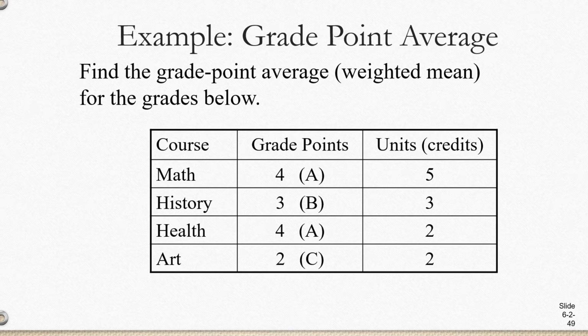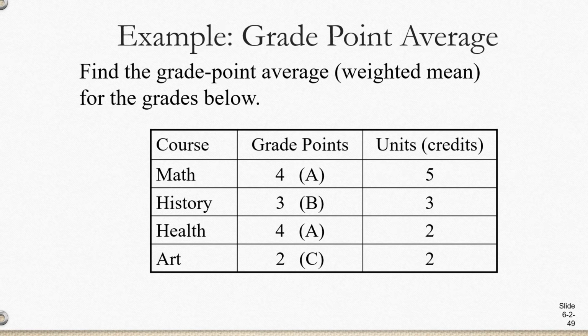If you said the math class, you're right, because the math class is worth 5 credits or units. This is kind of like they took 5 math classes and got A's in all of them, whereas since the art class was only worth 2 credits, it's like they took 2 art classes and got C's in those. Luckily, the 5 credits of math is going to have a bigger impact on their grade point average.